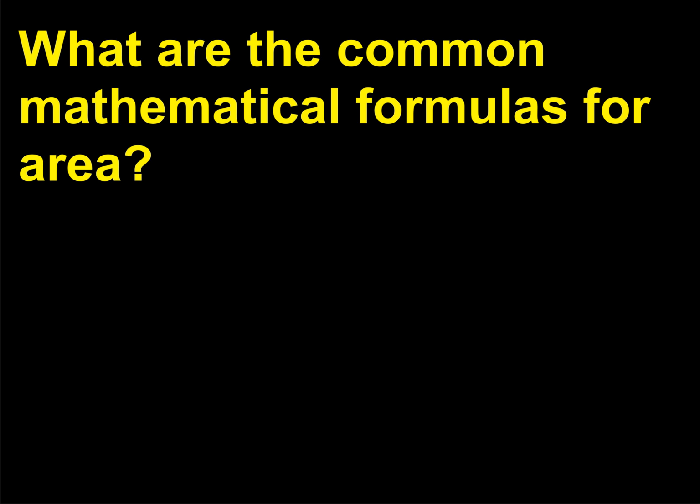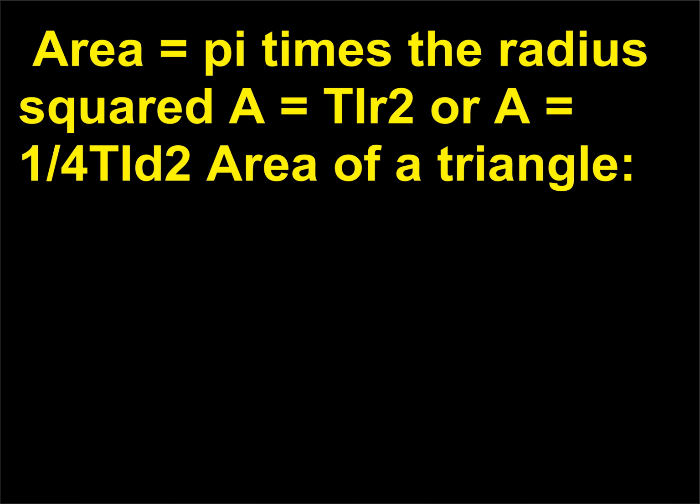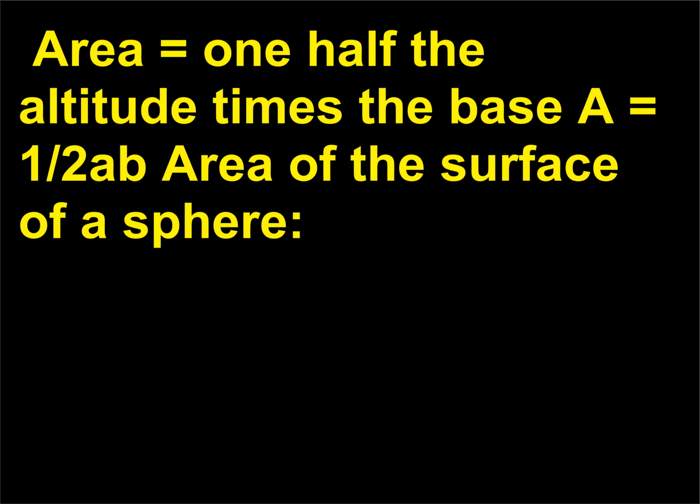What are the common mathematical formulas for area? Area of a rectangle: area equals length times width, A equals LW. Area of a parallelogram: area equals altitude times base. Area of a circle: area equals pi times the radius squared, A equals πr², or A equals 1/4 πd². Area of a triangle: area equals 1/2 the altitude times the base, A equals 1/2 ab.